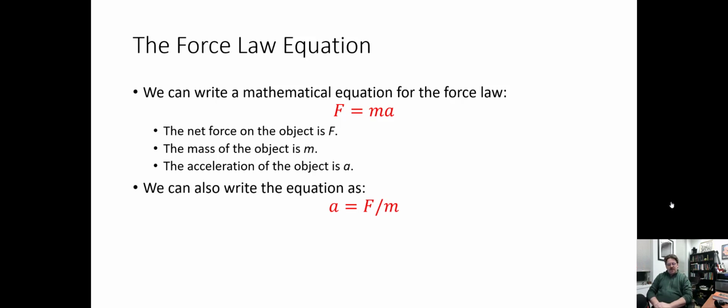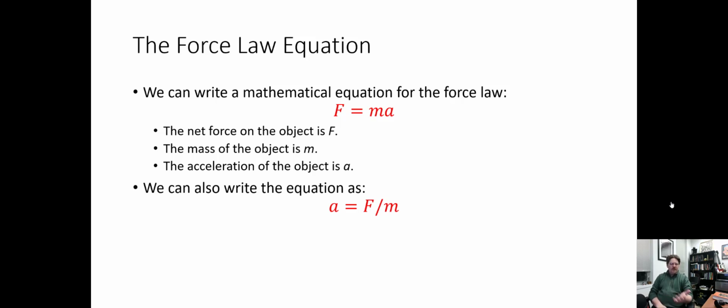Another way of writing the equation is A equals F over M, and again, that's more applicable, I suppose, if you want to know the behavior of motion. If you want to know how something is accelerated, then you would write it in this form, where you look at the force that is applied over M.